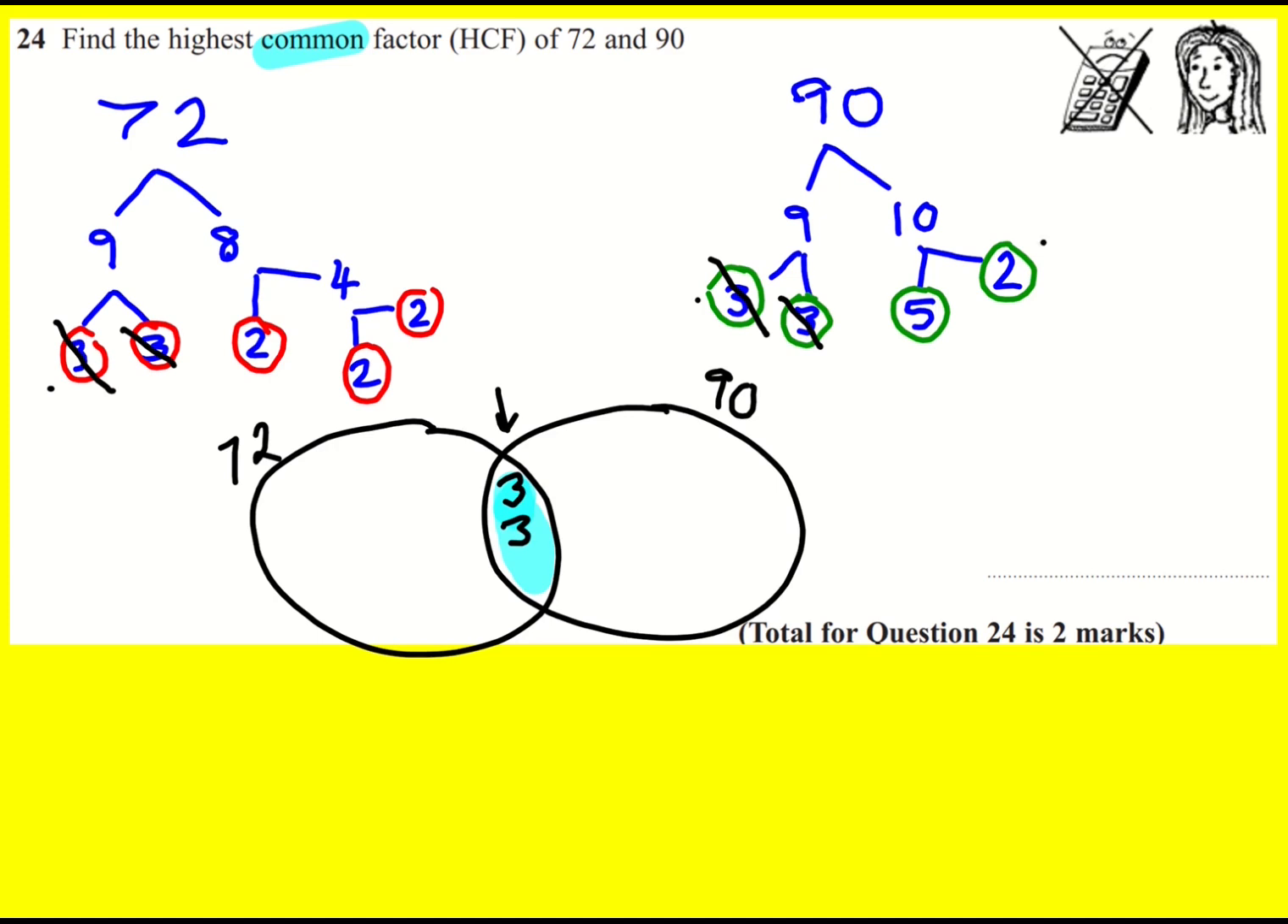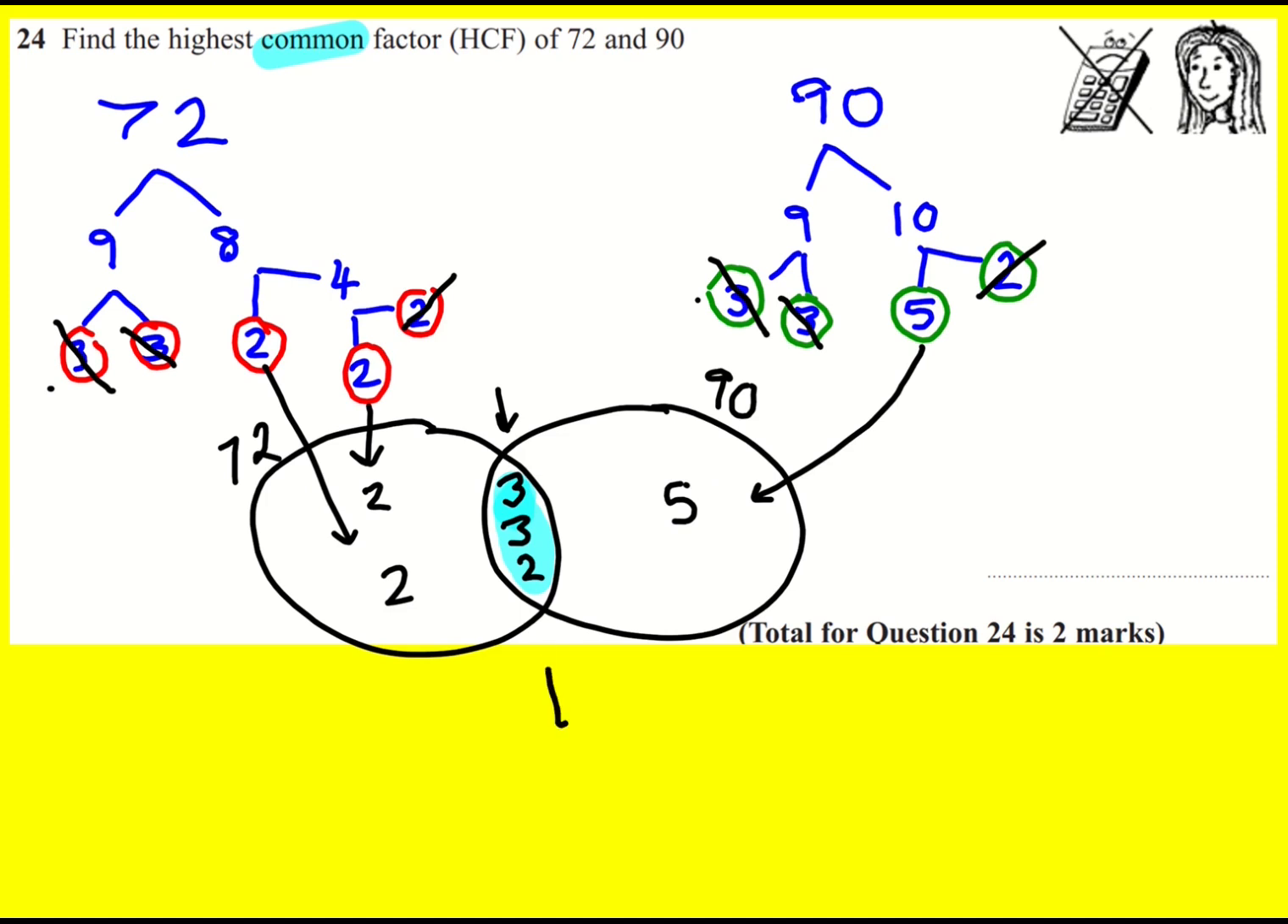I can see a 2 on both trees. Doesn't matter which one you cross off. So I'm going to put 1 in the overlap. Is there anything else that is common on both trees? No. I've got two 2s, so I'm going to put a 2 there and a 2 there. And then there's this little 5 that just applies to the 90 and not the 72.